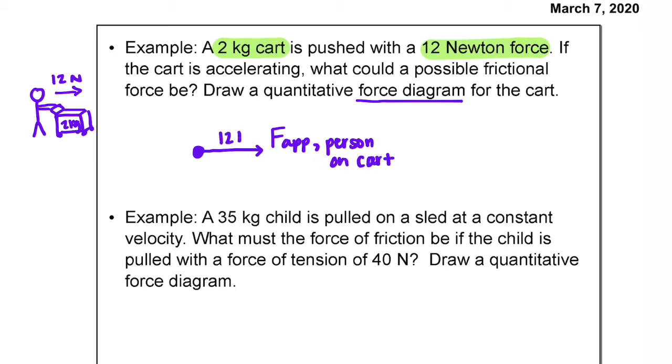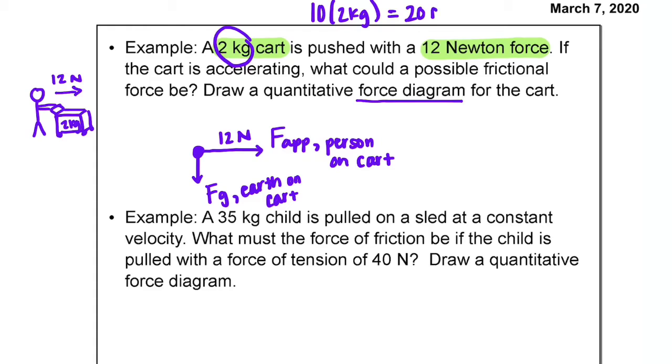And it is 12 newtons in magnitude or in length, we could say. Now I know that there's also gravity because the cart is on Earth. And there will be a gravitational force, so I'm just going to abbreviate that FG, and that is the Earth acting on the cart. Now I can actually calculate the amount of force by taking my mass and multiplying it by 10 because it's in kilograms. So 10 times 2 kilograms is going to get me a force of 20 newtons. So this force of gravity right here is 20 newtons.